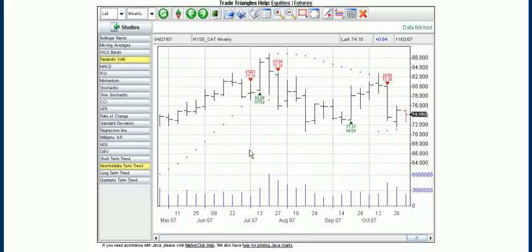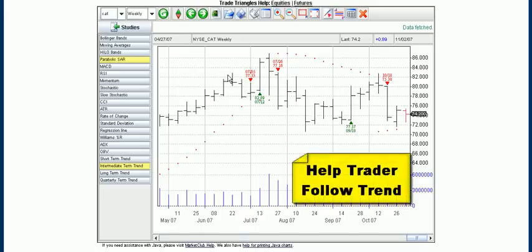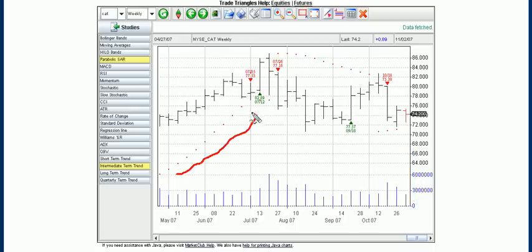When I click OK, the parabolic SAR dots are placed on the charts, and I've already placed on my proprietary trade triangle algorithm on a weekly basis. The parabolic SAR has 3 main purposes. The first is to help the trader follow the trend. When the dots are located below the ticks, we're looking at an uptrend, and when the dots are placed above the ticks, we're looking at a downtrend.